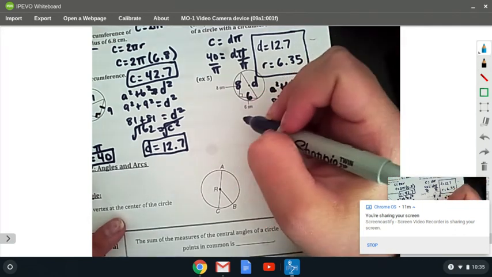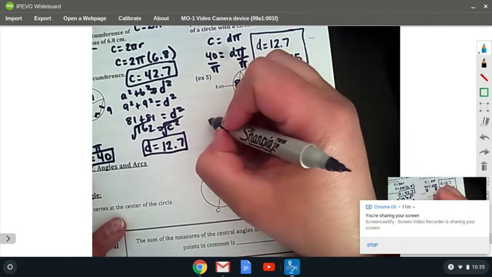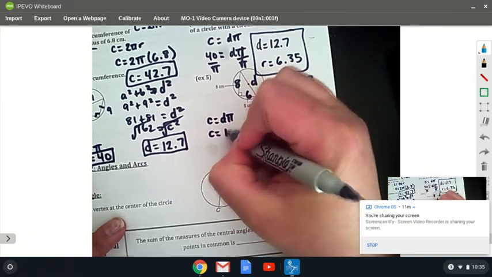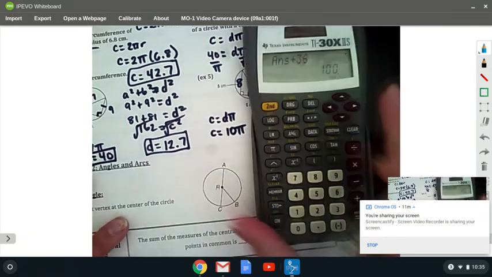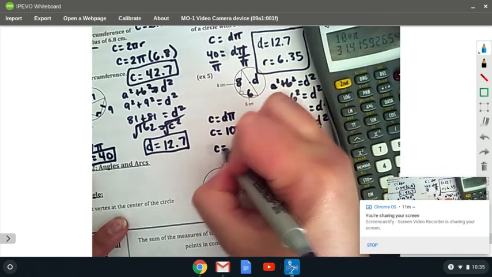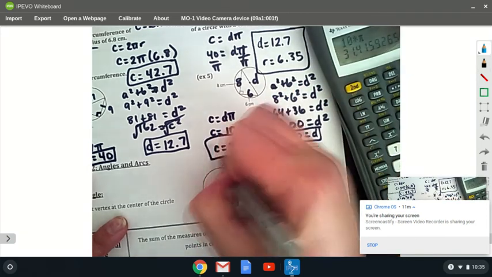I am now going to plug that in because they want the circumference. So c equals d pi. I'm going to plug in 10 for d. 10 times pi gives me 31.4 as my circumference.